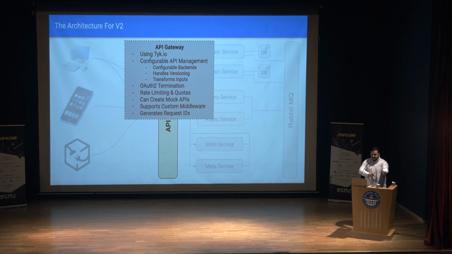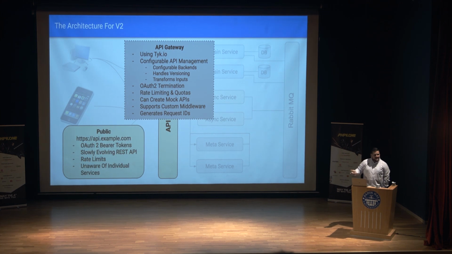It's a Golang-based open source product. And basically, what this API gateway does is handles all of your authentication. So it handles all your OAuth termination, it handles rate limits, it's configurable for APIs, it handles API versioning. So if you have a user API and you want to create a new version of that API, this is smart enough to figure out how to send your requests and how to manipulate your requests so that you can manage a public API that is different from your internal API.